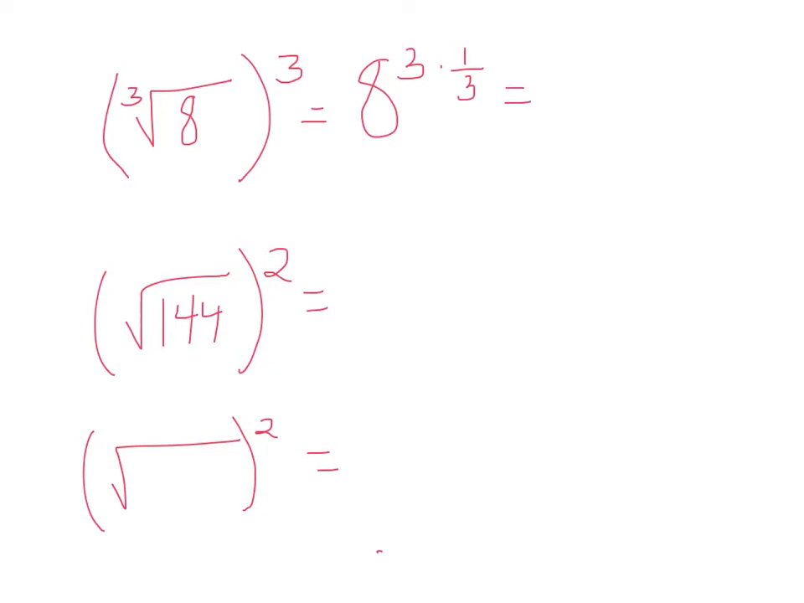Same thing is happening here like in our first example. 3 times 1 is 3, and 3 times nothing is 3. 3 divided by 3 is 1. So our answer here is just 8.